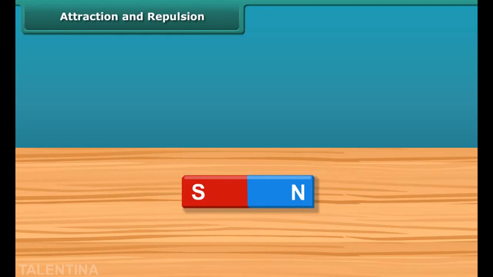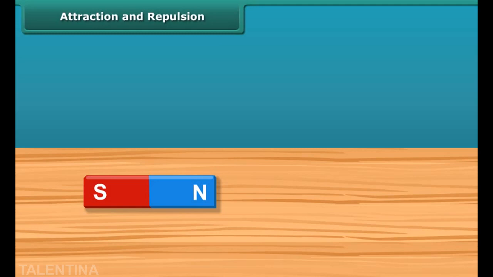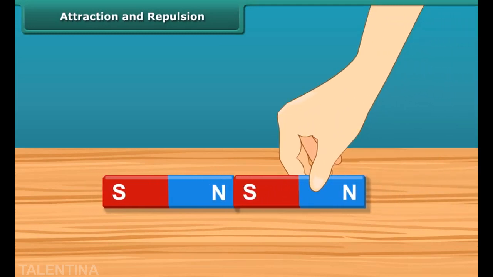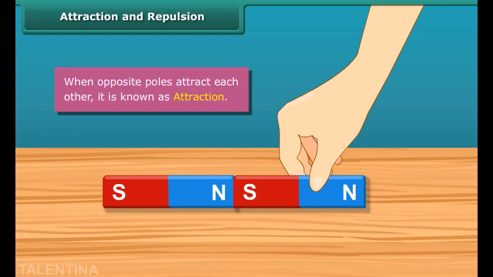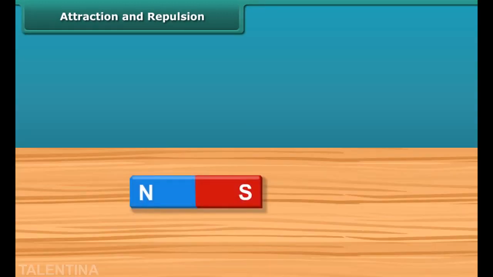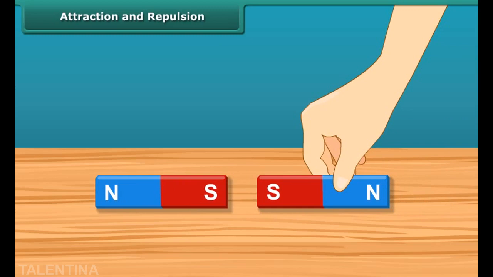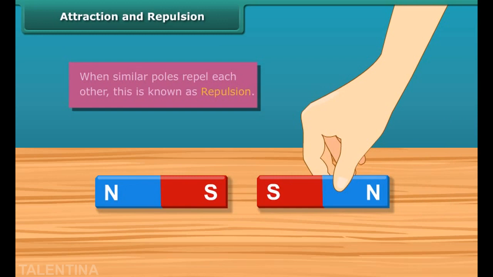Attraction and repulsion. Now that you know about poles of a magnet, let us look at the attraction and repulsion properties too. In the case of magnets, when the south pole comes in contact with the north pole, they get attracted to each other. This is better known as opposite poles attracting each other. Similarly, when the south pole comes in contact with another south pole of a magnet, they do not attract each other. In fact, they repel each other. This is better known as similar poles repelling each other.